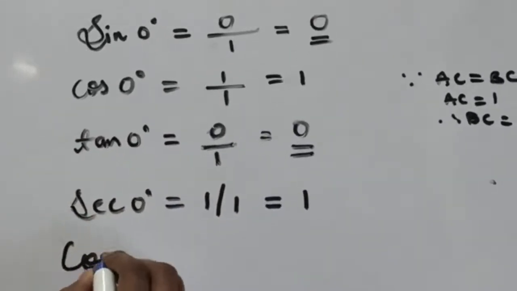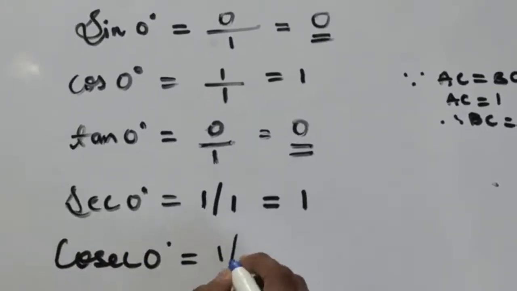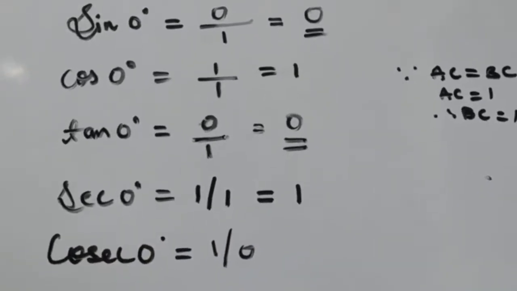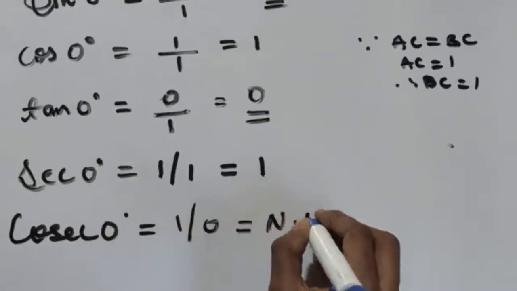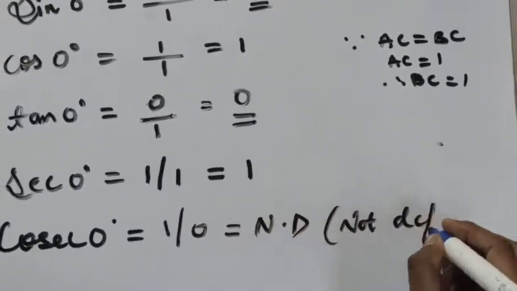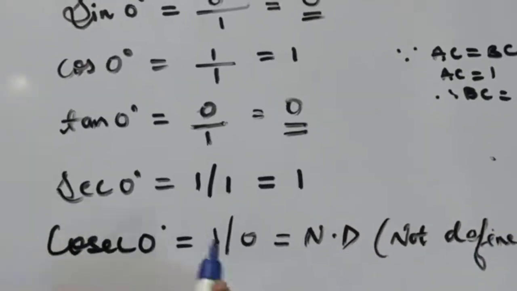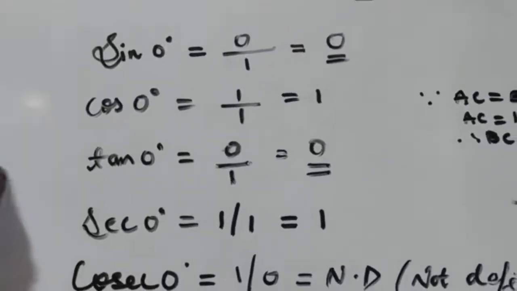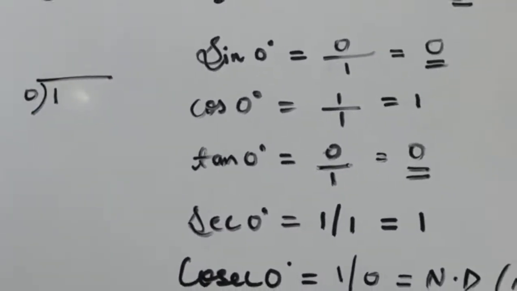For cosec 0 degree, it will be 1 upon 0. So what is 1 upon 0? As written in your textbook, it is written as ND, that means not defined. Why do we call it not defined? What does this mean, 1 upon 0? Let me explain it. 1 divided by 0. Can you divide 1 by 0?